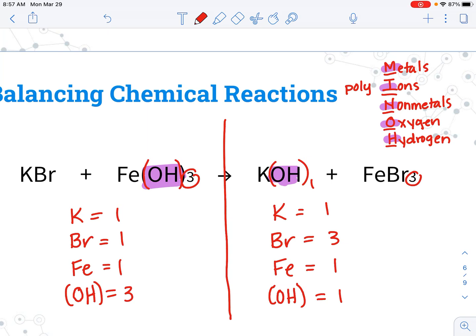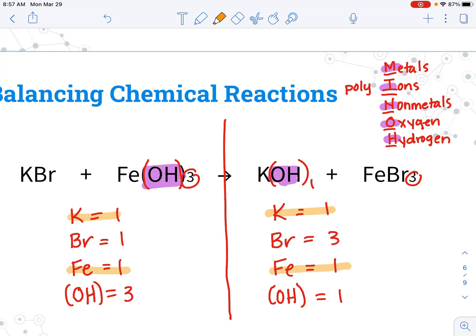All right, so let's go through the minnow method. Metals. So potassium and iron are my metals. So if I look at potassium, I've got 1 potassium on my reactant side, 1 potassium on my product side. That's balanced. All right, do I have any other metals? I do. I have iron. All right, I see on my reactant side 1 iron, on my product side 1 iron. Okay, all metals done. Check.